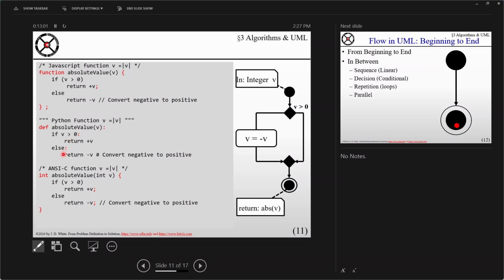And then this. In ANSI C, it looks almost the same, except integer, absolute value v. If v greater than 0, return plus v, else return minus v. Okay, and in each case, you can see the inline comments are shown slightly differently in each language. But it looks almost the same. A little bit of syntax difference, but not too much change.